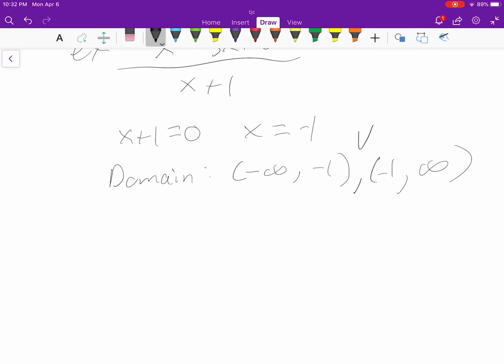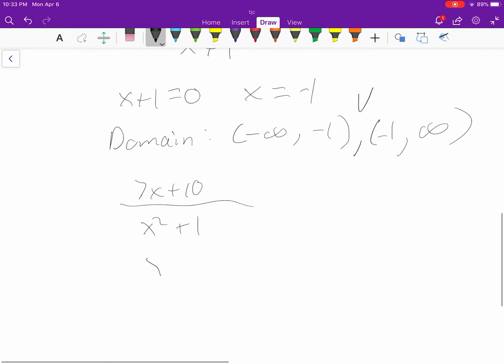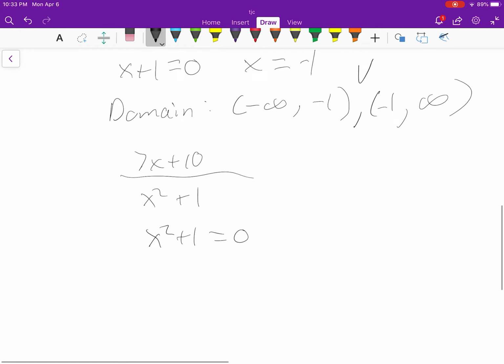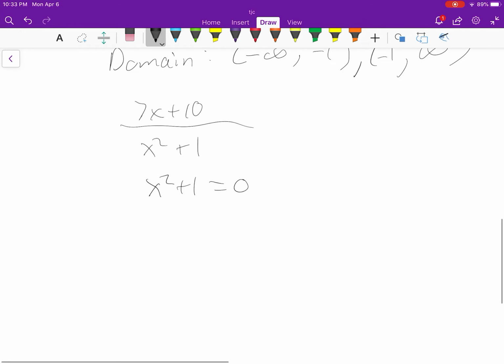Now, sometimes the domain of rational functions is all real numbers, because sometimes the denominator never equals 0. Like if we had this rational function, okay, when does x squared plus 1 equal 0? Well, there are no non-complex answers that make this equal to 0. There are no real numbers that make x squared plus 1 equal to 0, in which case, what's the domain? Well, the domain is all real numbers, because there is no real number that's outside the domain.